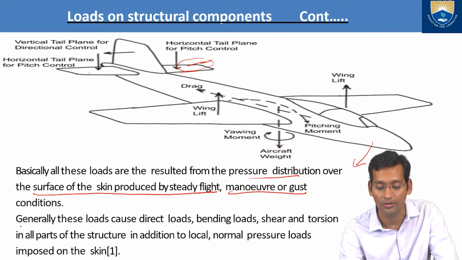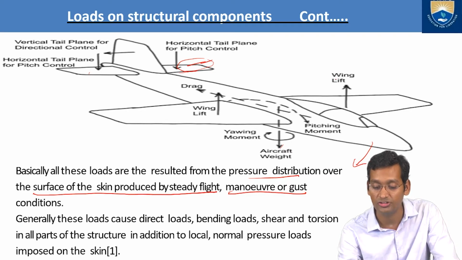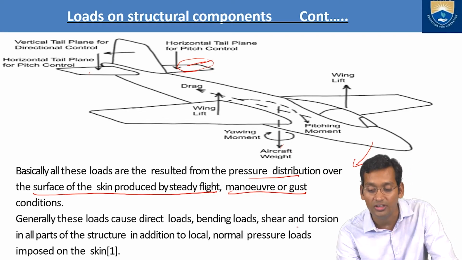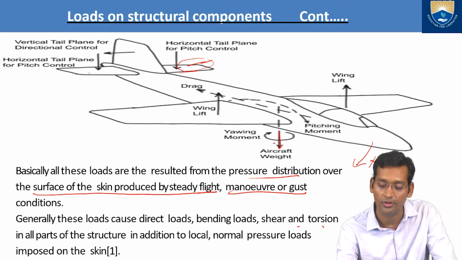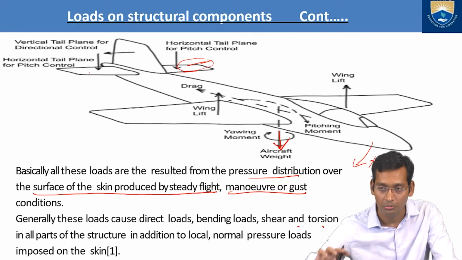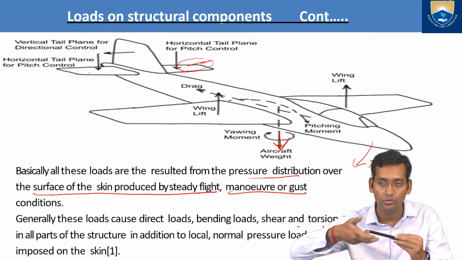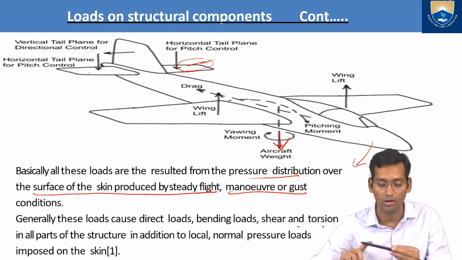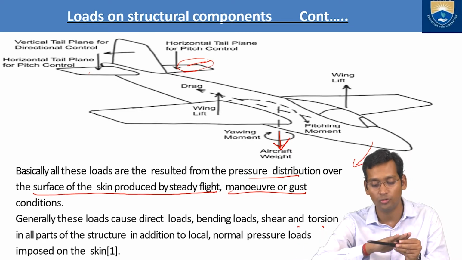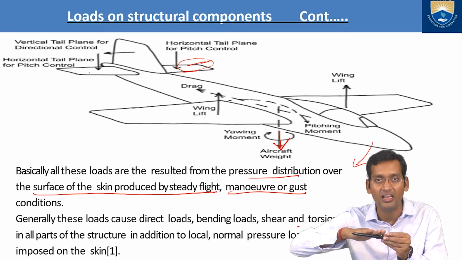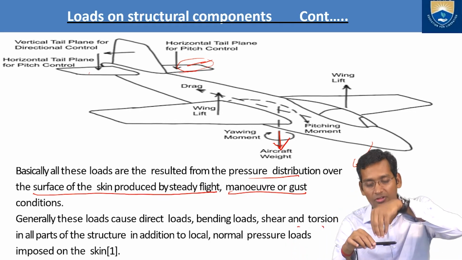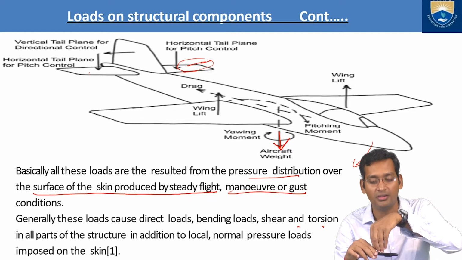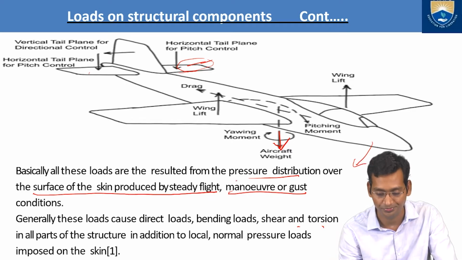Now, let's see. Generally, these loads cause direct load, bending load, shear, and torsion. This one is the direct load; the aircraft weight is the direct load. Torsion means, as I just explained, if we twist it, that is the torsion. Shear means whatever load acts over the surface is called the shear. Pressure is the force acting vertically on the surface.